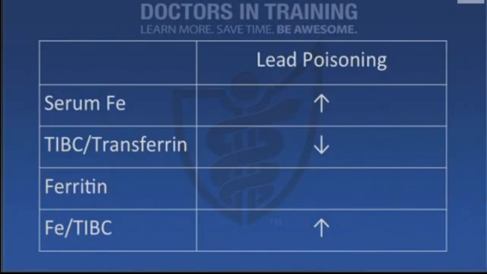So iron is going to be elevated because your body's not using iron to make heme, so you've got a lot of extra iron lying around. When iron is elevated, all that iron is going to be bound to transferrin in the serum, so your transferrin saturation is going to be elevated. The overall transferrin, or TIBC, is going to be decreased.